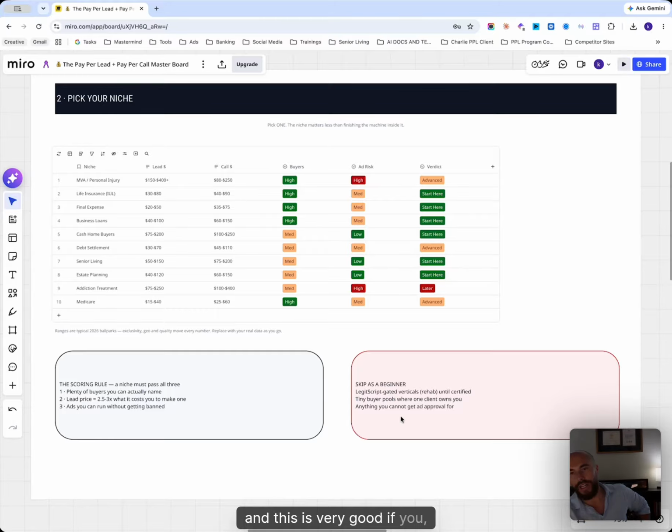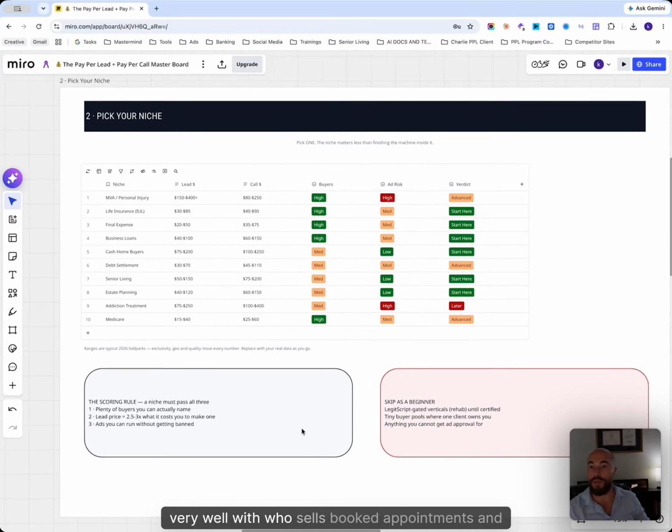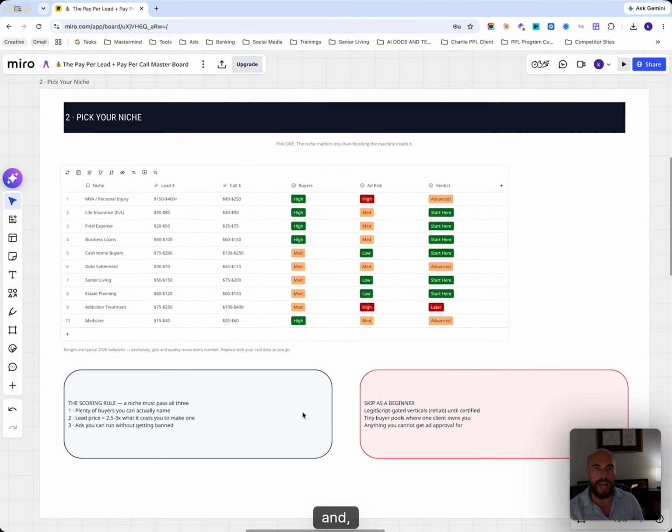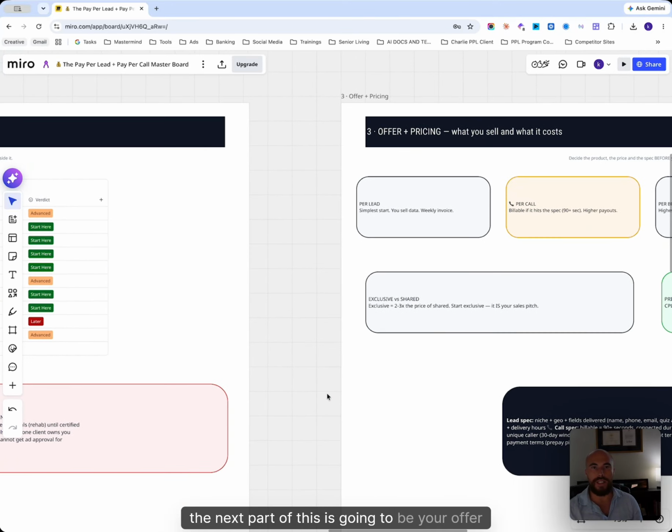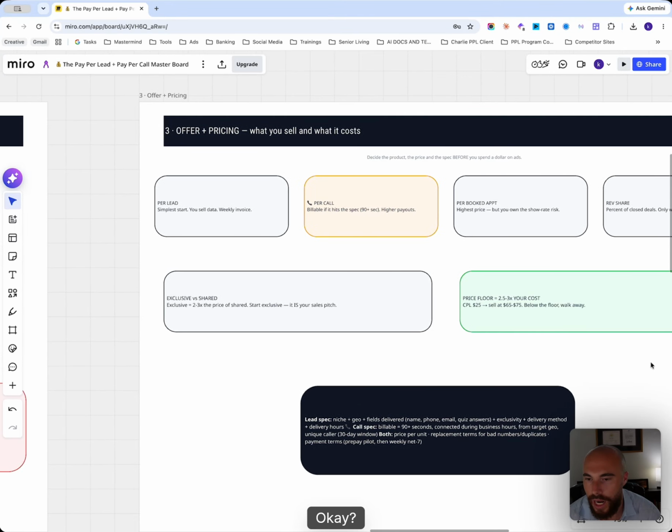And this is very good if you, let's say, want to sell to roofers, right? There's a gentleman I know who does very, very well selling booked appointments in roofing, and that's a really good thing. The next part of this is going to be your offer and pricing, okay?